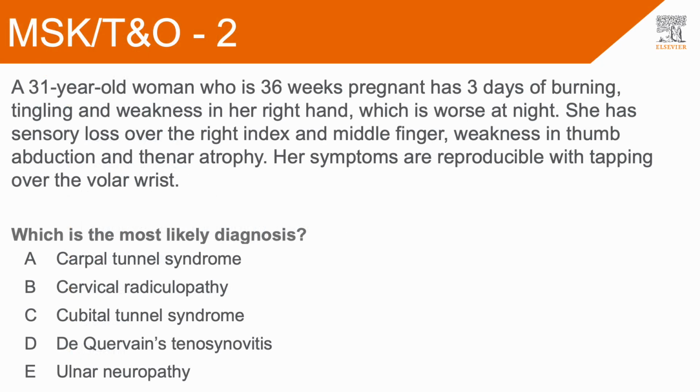Question 2. A 31-year-old woman who is 36 weeks pregnant has 3 days of burning, tingling and weakness in her right hand, which is worse at night. She has sensory loss over the right index and middle finger, weakness in thumb abduction and thenar atrophy. Her symptoms are reproducible with tapping over the volar wrist. Which is the most likely diagnosis?